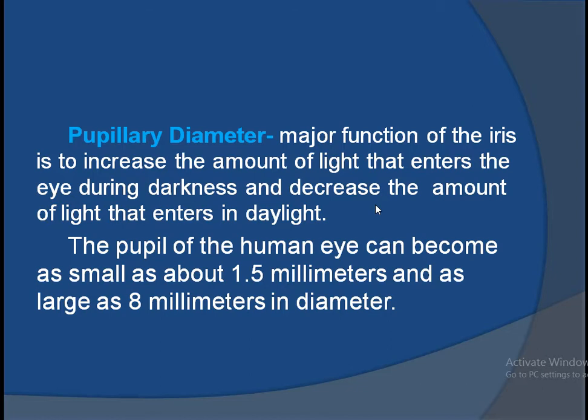The size of the pupil is changed according to the intensity of the light. And how does it change? As it is the centralmost part of the iris, the iris muscle either relaxes or constricts, so that the change in the size of the pupil occurs. The pupil of the human eye can become as small as about 1.5 millimeter and as large as 8 millimeter in diameter according to the intensity of the light.